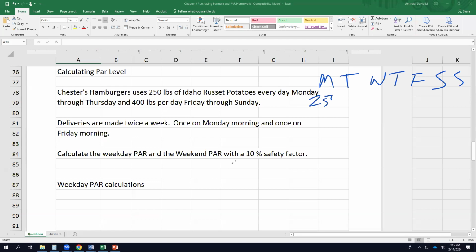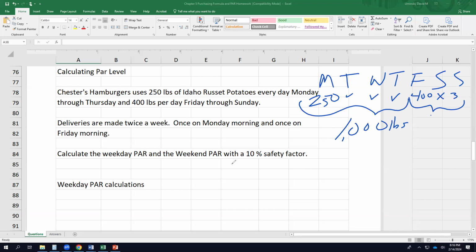250 pounds on Monday, Tuesday, Wednesday, Thursday. So how much is that total? 1,000 pounds. Okay. Friday, Saturday, Sunday, I use 400 pounds, times 3 is 1,200 pounds.